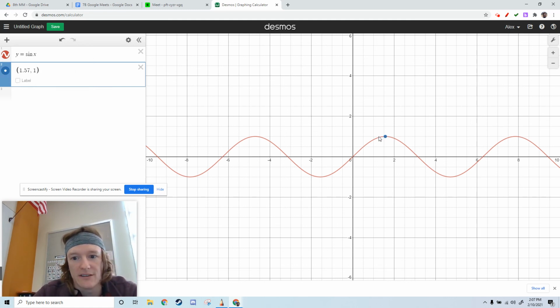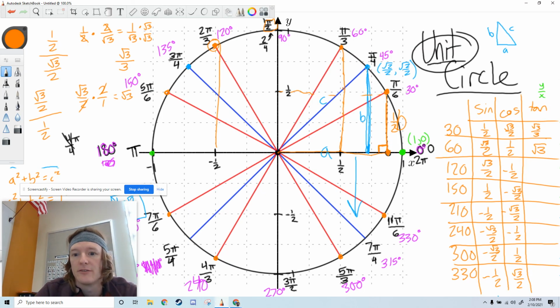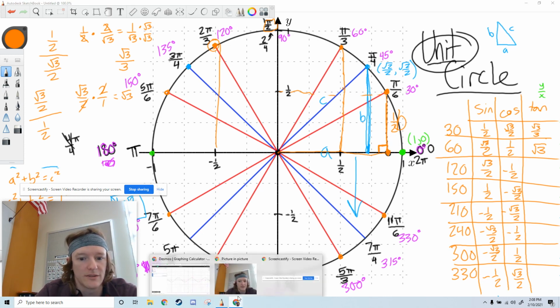So at 1.57, our line has a peak at a height of 1, because that's pi over 2. In fact, let me just type in pi divided by 2. There it is exactly. Pi divided by 4, comma, what was our y? Let's go back and check. Pi over 4, what am I doing? That's the sine. So square root of 2 over 2. Let's write that in there.